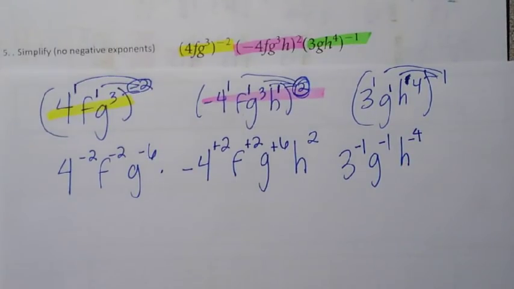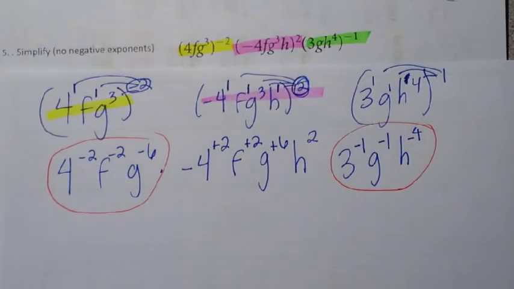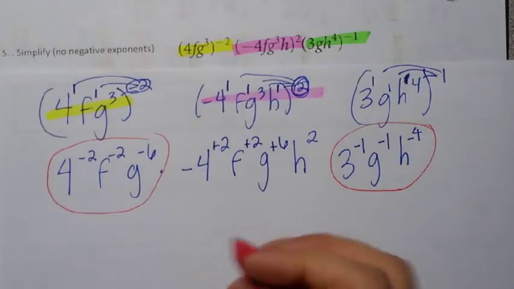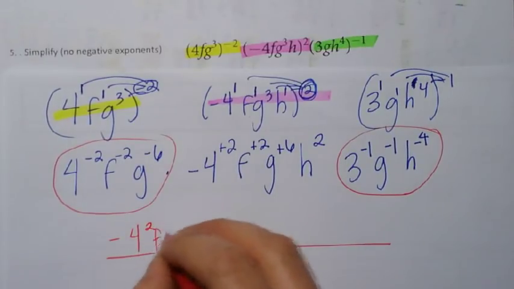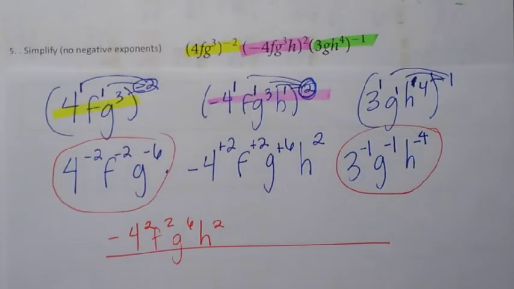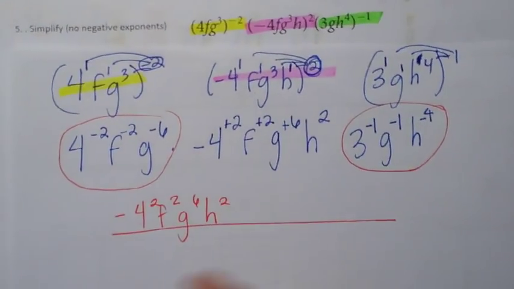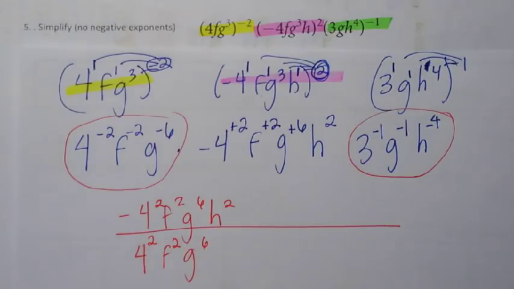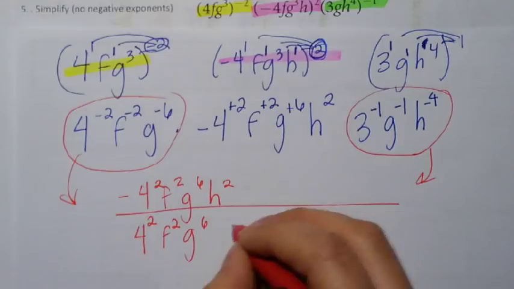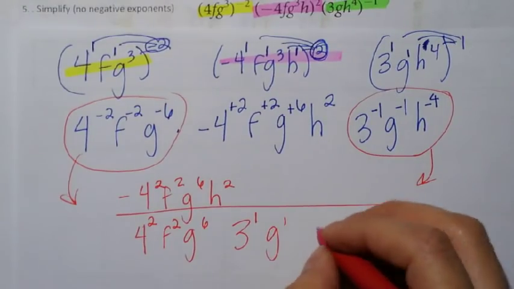Okay? Before I do anything, I think I'm going to rewrite a lot of things because I see a lot of negatives. All of these have negative exponents, and all of these have negative exponents. So I'm going to have to rewrite them so that they're on the bottom, and I don't have to deal with negative exponents. So I'm going to rewrite everything. These are good. They're all positive exponents. I'll just rewrite that. And then all of these I'm going to write on the bottom, so the negatives are done. So I'll write 4 squared, f squared, g to the 6th. Negatives are gone because I moved it to the bottom. 3 to the first, g to the first, and h to the 4th.